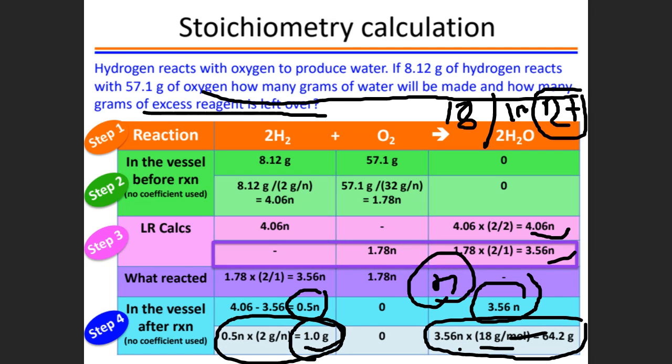So if a question asks for the excess reagent or the amount of product in gram, you need to calculate it. But if it doesn't ask for that and just asks for the limiting or excess reagent, then you can do it this way and you will find your answer.